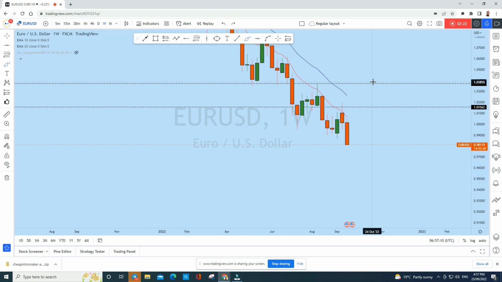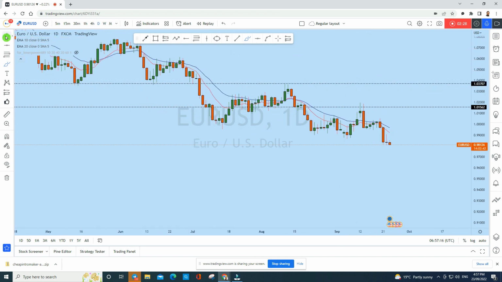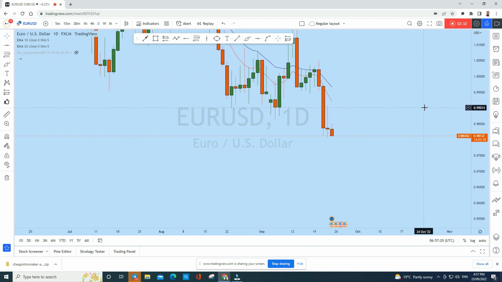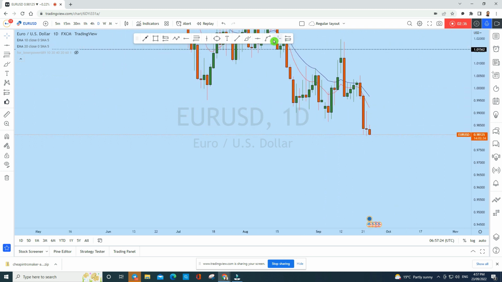So that means that monthly and weekly have strong bearish price action. Looking at the daily time frame, this is where we could see a little bit of upward possibility. As you can see on the daily time frame, euro dollar has created an absolute head and shoulders. A textbook head and shoulders has broken to the downside.